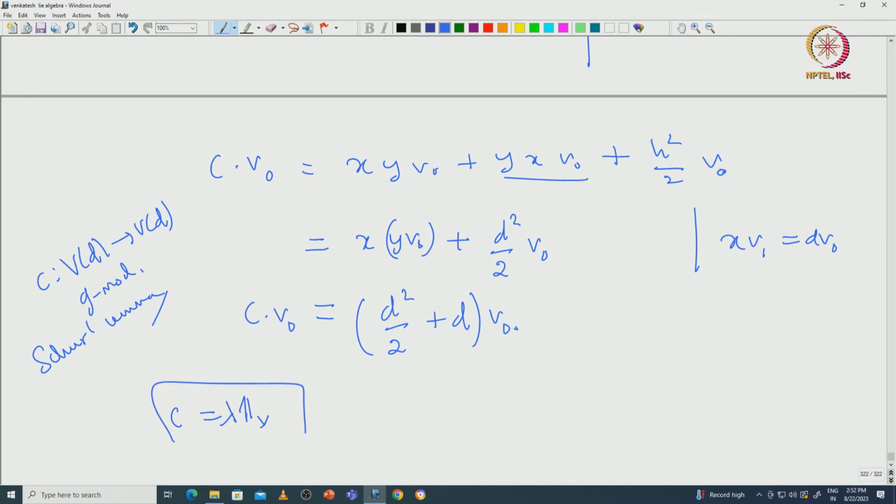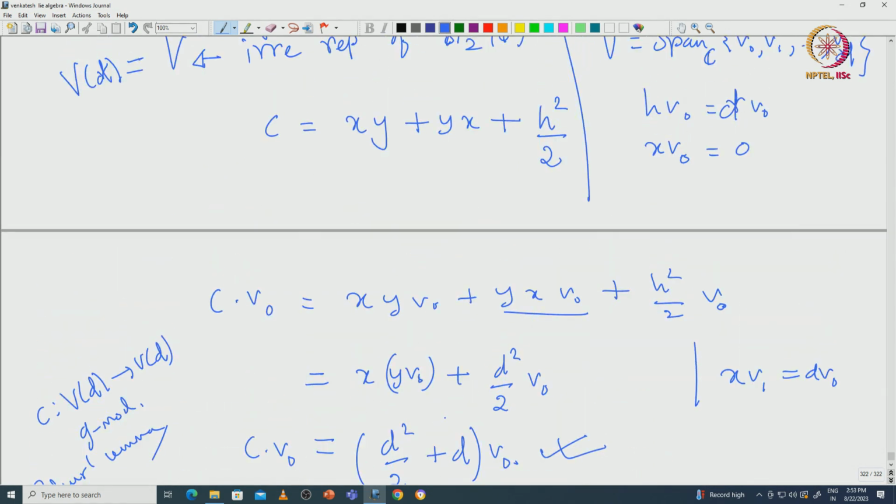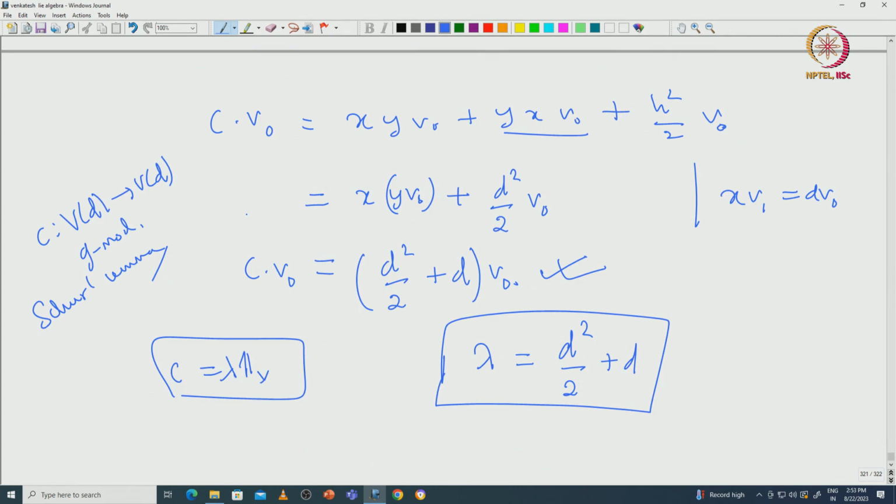Okay. So in particular if you are interested in calculating what this lambda is, you can calculate it from this equation. Okay. So what will be lambda? Lambda will be exactly d square by 2 plus d. So that is the lambda. So basically our calculation tells that this Casimir element acts very specifically on this given d plus 1 dimensional irreducible representation, which is exactly d plus d square by 2.